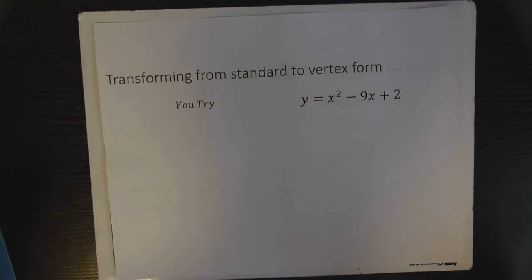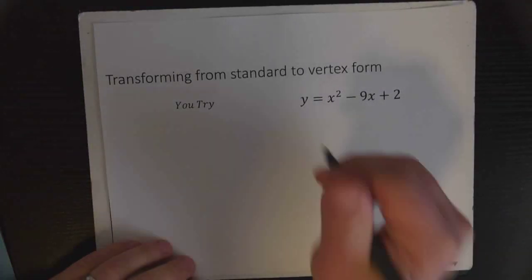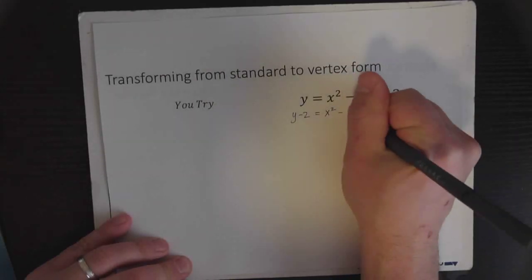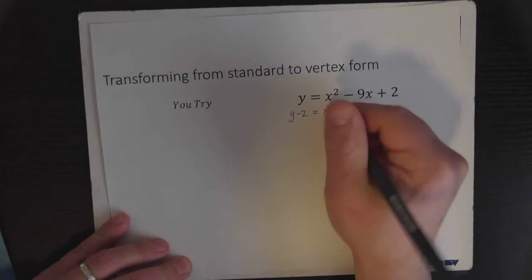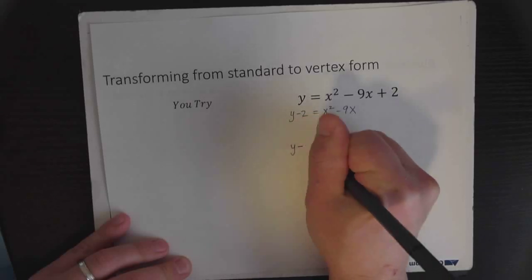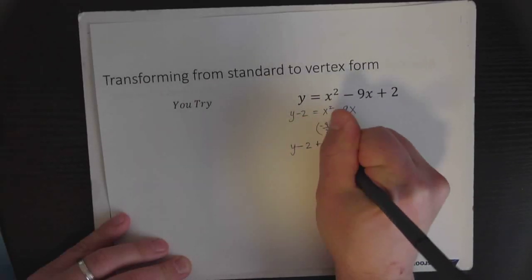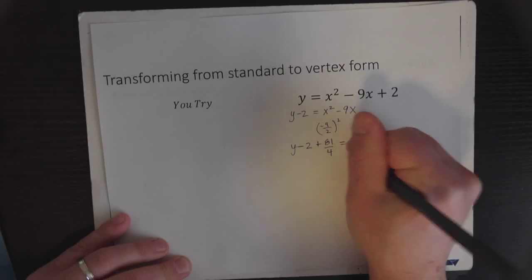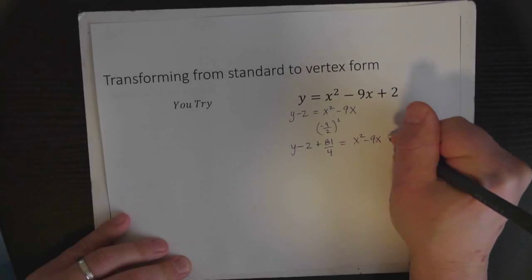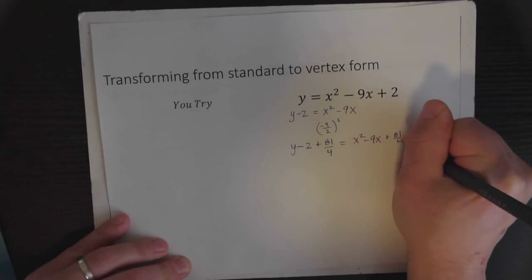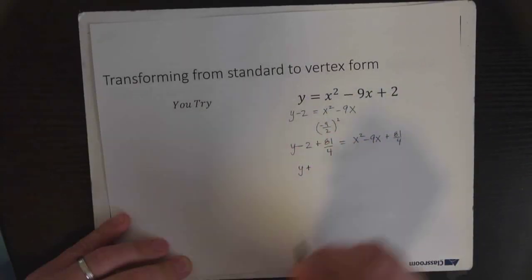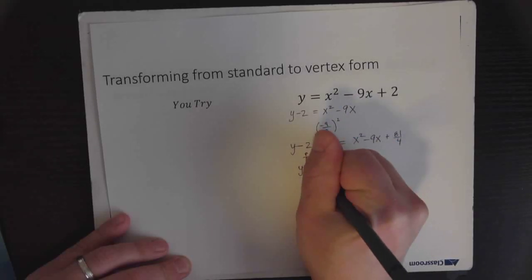Another example for you to try, pause the video, see if you get the same result. Subtract 2 from both sides and divide by the a value, which is 1, so we don't have to actually do anything. Divide the middle term in half and square it, and add that to both sides. So y minus 2 plus 81 over 4 is equal to x squared minus 9x plus 81 over 4.